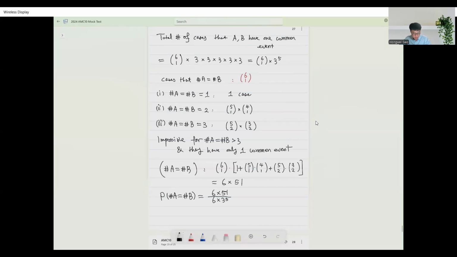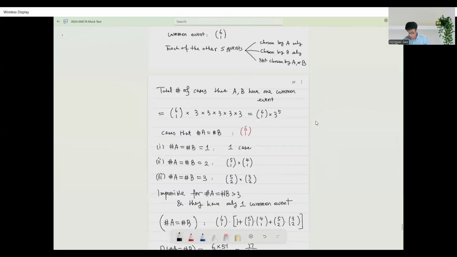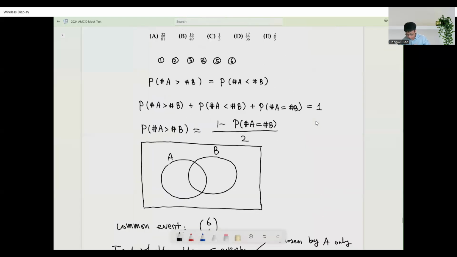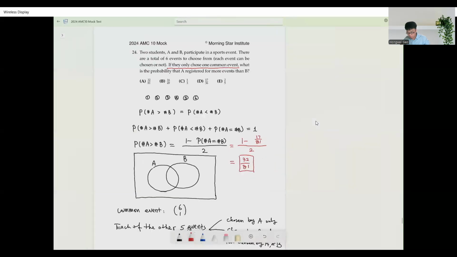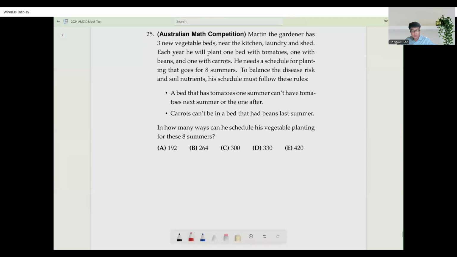Okay, that's the number. After simplification it is 17 over 81. Our answer to this question is here. Our answer is 1 minus 17 over 81, divided by 2. So this number is equal to 32 over 81. That is the probability in this question. The answer is A.